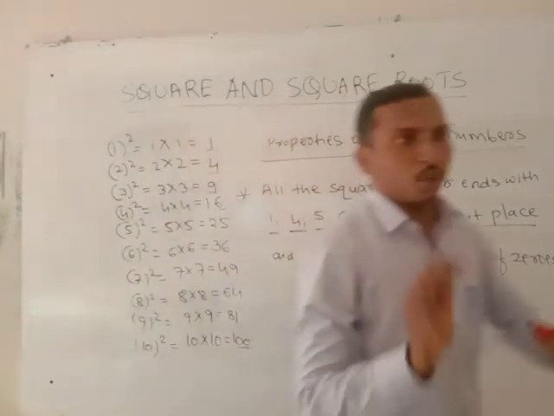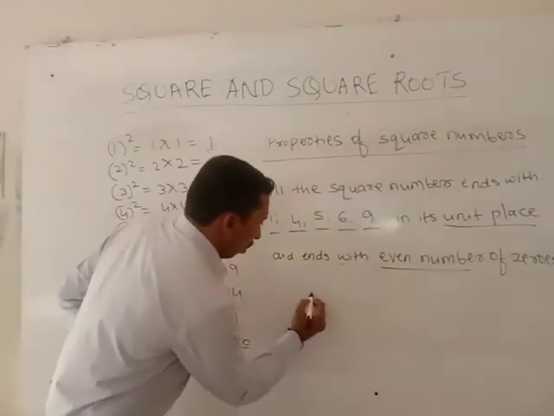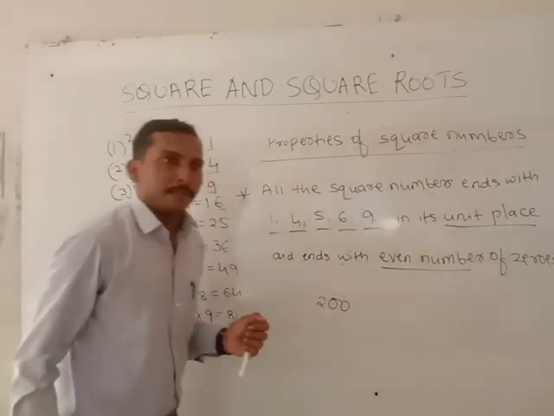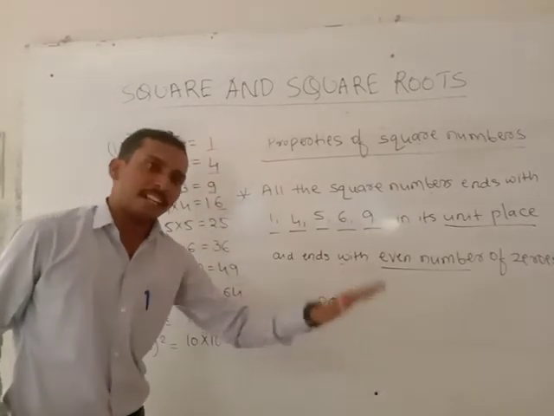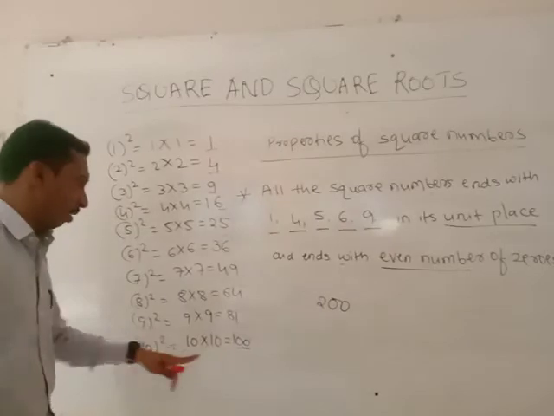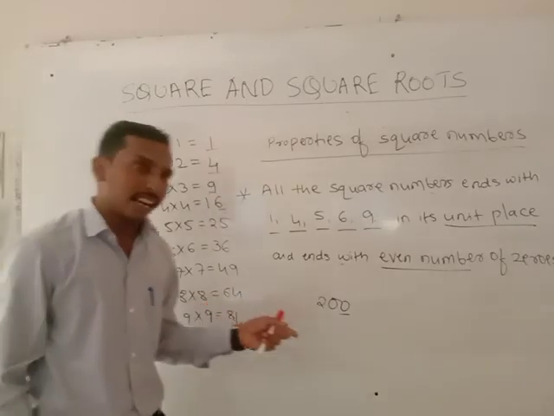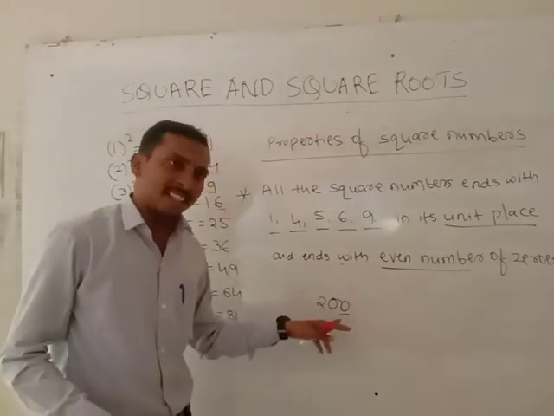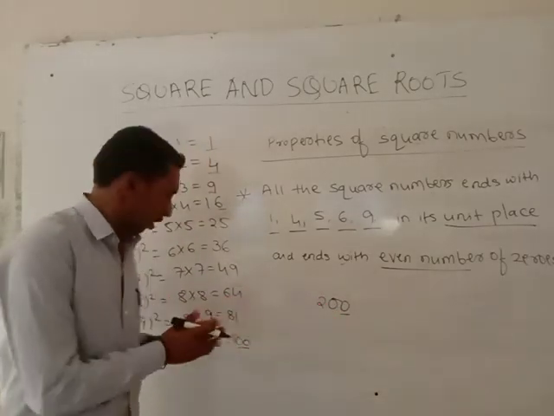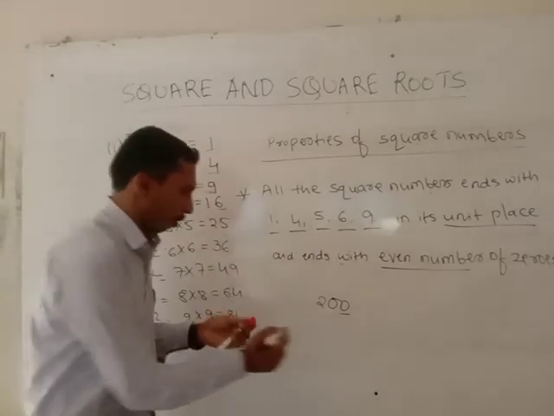Understood? Now I will ask you one question. Can you tell me, what I will write? 200. Is it a perfect square number? It has an even number of zeros, is it right? Do you think it is? Even though it ends with 2 zeros, do you think 200 is a perfect square number? No.